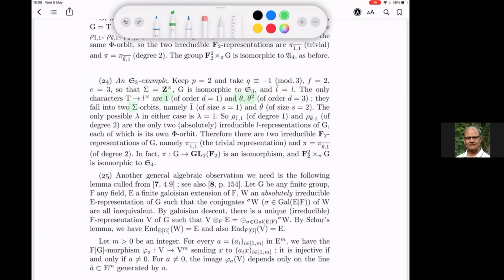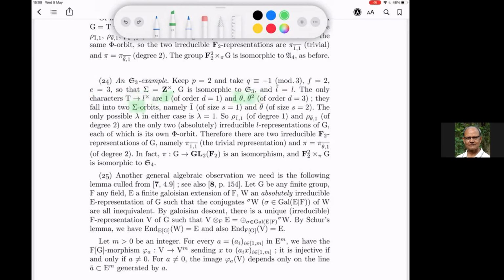Now you have this group sigma, which acts on the set of these 3 characters, right? It acts on L tilde, and therefore it acts on the group of characters, right? Sigma is the Galois group of L over K. So it acts on L tilde, and therefore it acts on all maps to L star, and therefore it acts on the group of characters from T to L star. Fine.